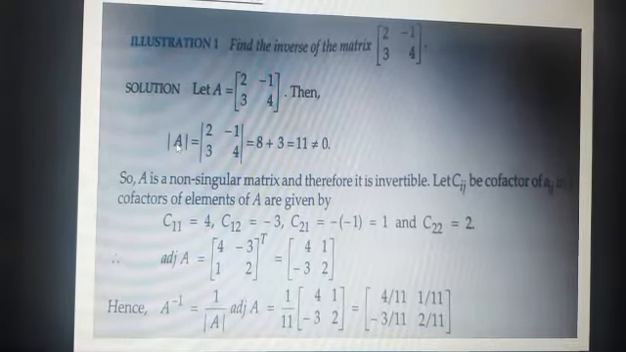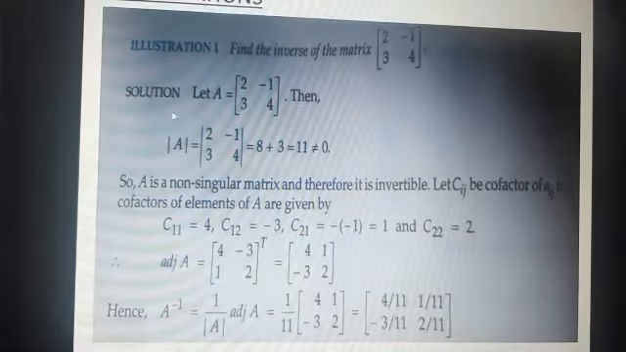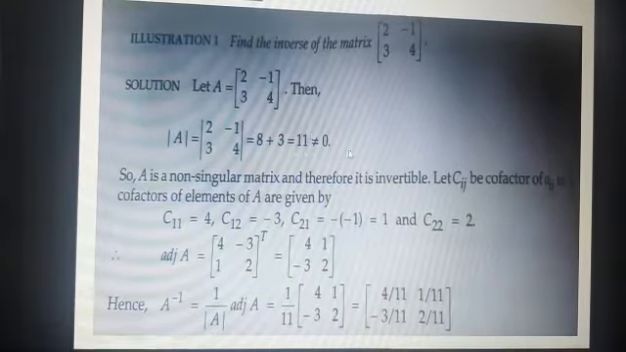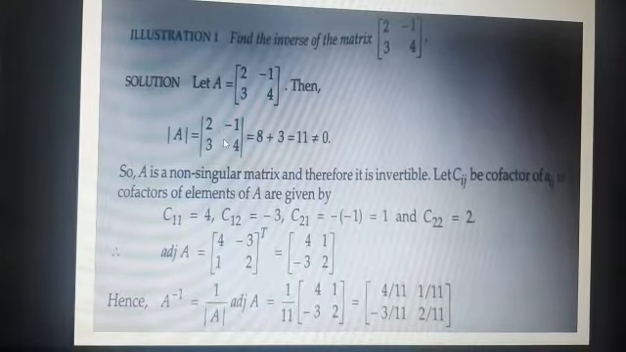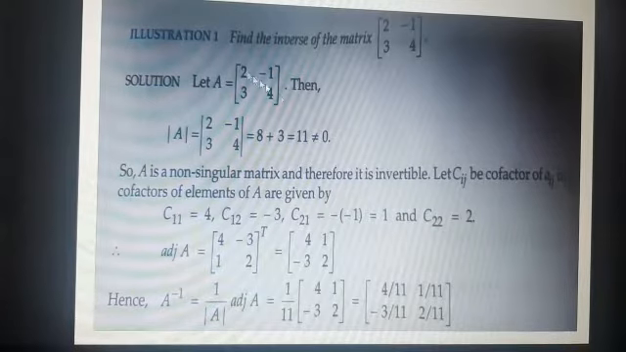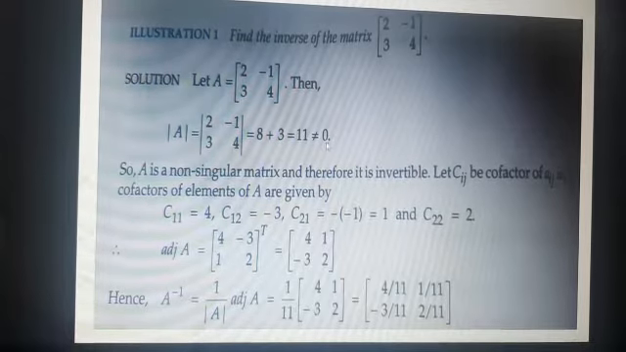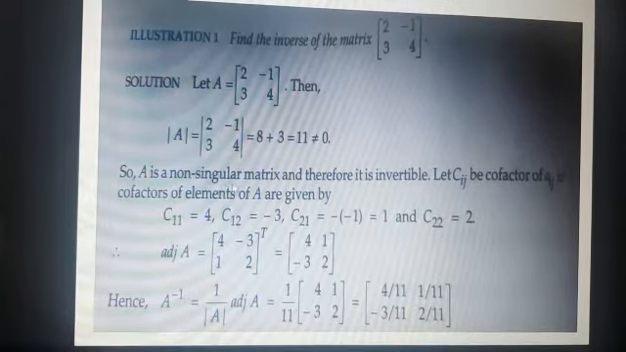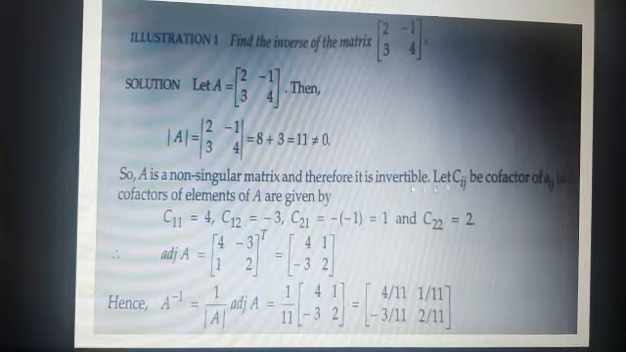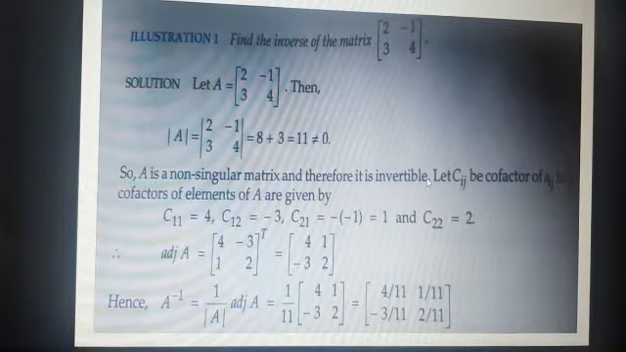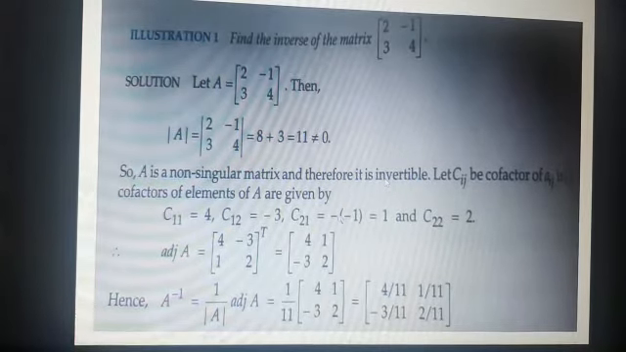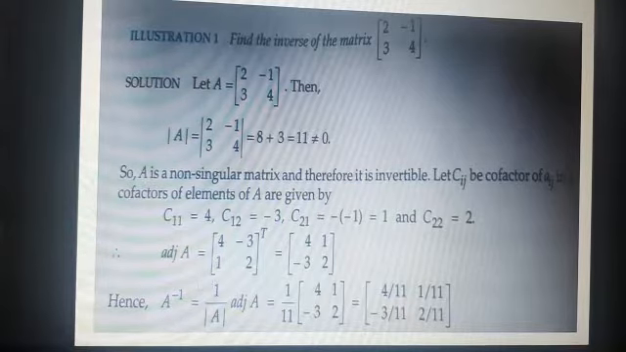If it is non-singular, then only we will be able to find the inverse of the matrix, that is, it is invertible. So we have found the determinant: it is 2 into 4, 8, minus 3 into minus 1, that is 8 plus 3, which is 11, not equal to 0. So this matrix is a non-singular matrix, therefore it is invertible. And now, because it is invertible, we can find the inverse using the formula A inverse is equal to adjoint of A upon determinant of A.